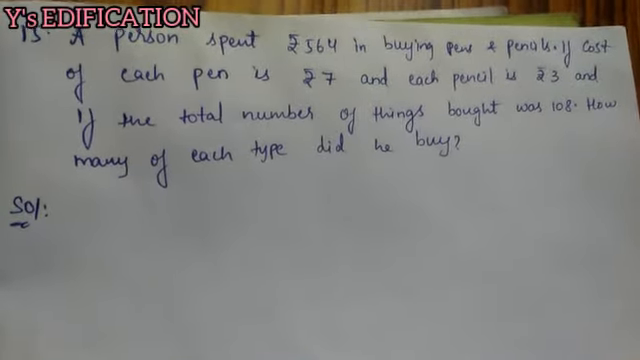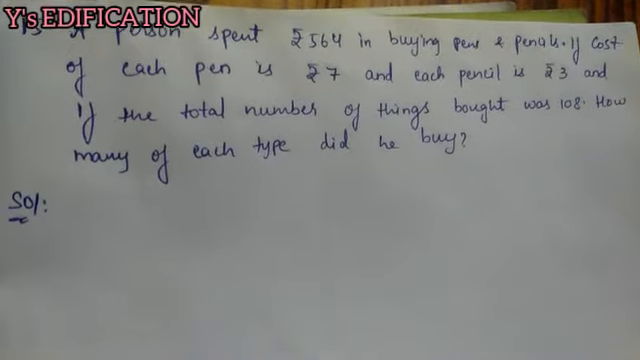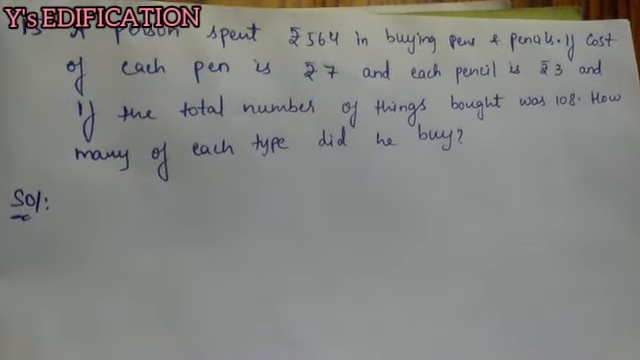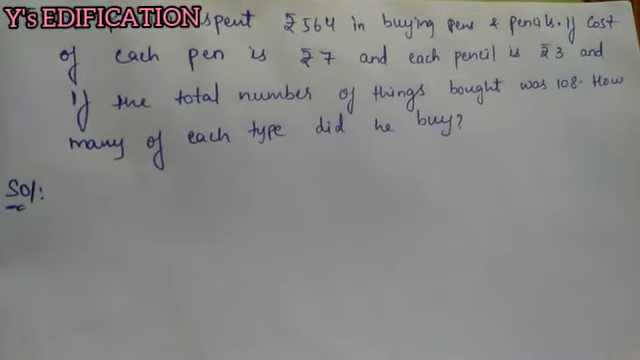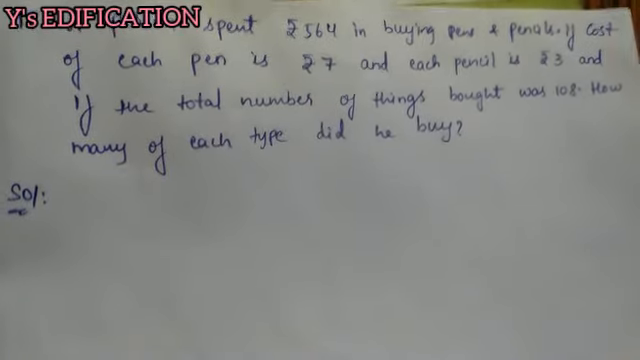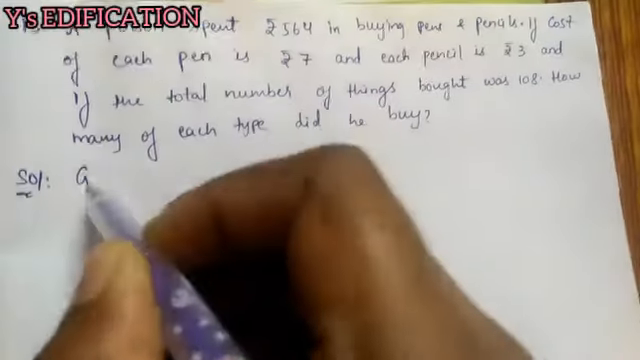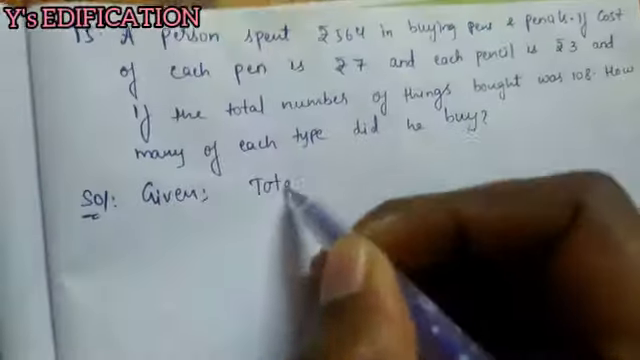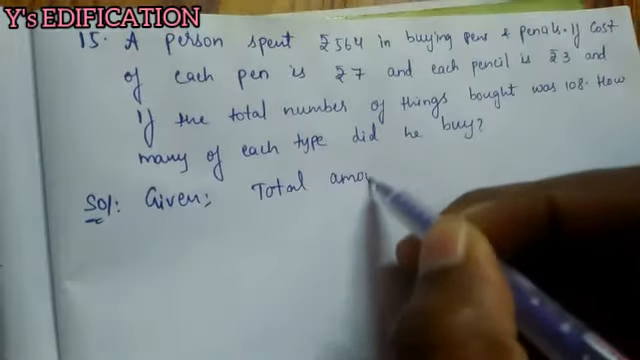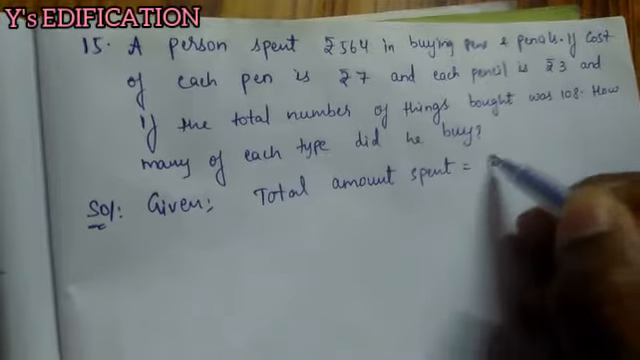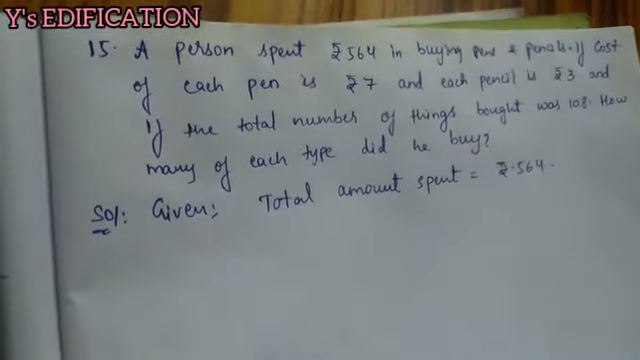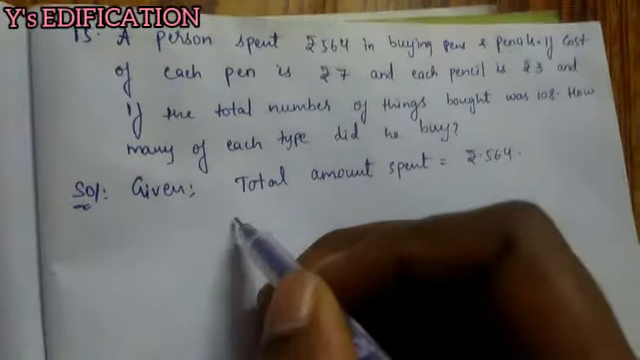Each pen costs 7 rupees and each pencil is 3 rupees. So how many pencils did he buy and how many pens did he buy? We have to find that out. First write down the given data. What is the given data? Total amount spent is equal to 564.